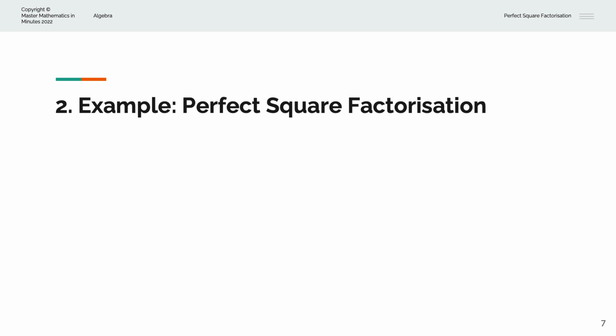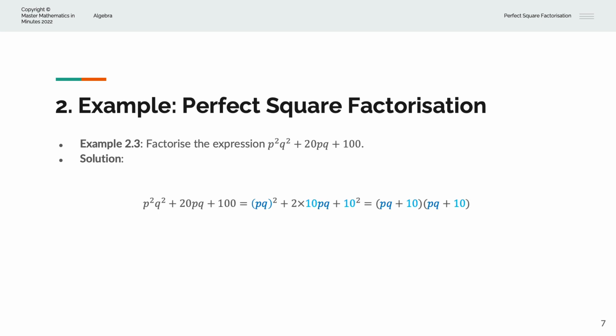In the third example, we're asked to factorize the expression p squared q squared plus 20pq plus 100. So we can rewrite this expression. So p squared q squared is now pq, the entire thing, squared, and 100 is now 10 squared.